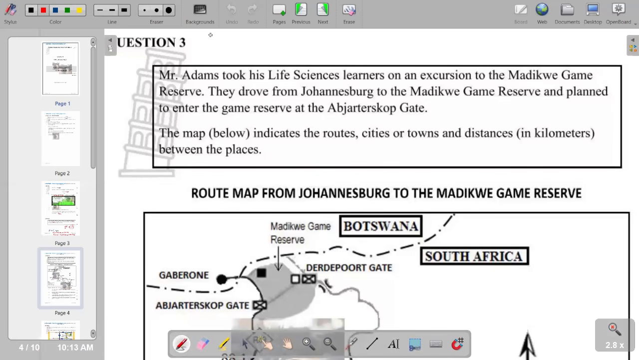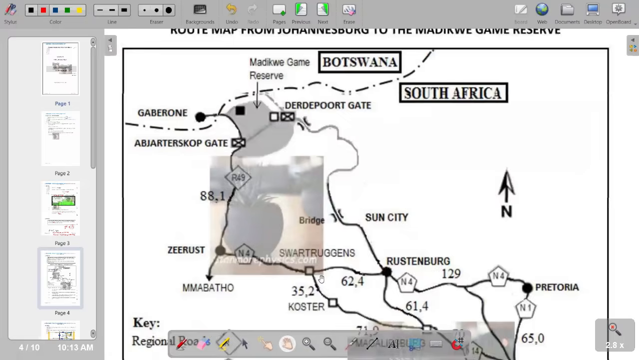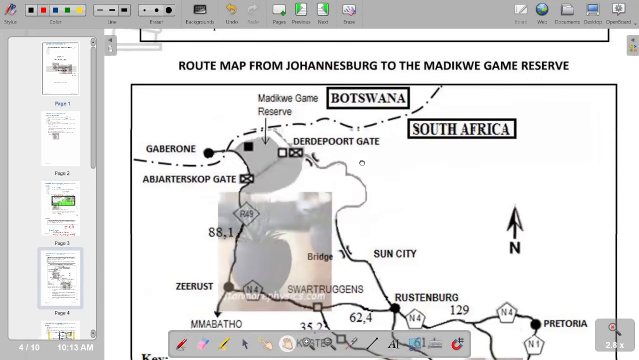So question 3 reads, Mr. Adams took his life sciences learners on an excursion to the Madikwe game reserve and they drove from Johannesburg to the Madikwe game reserve and planned to enter the game reserve at the Abjatscope gate. The map below indicates the routes, cities or towns and distances in kilometers between the places. So this is the route map from Johannesburg to the Madikwe game reserve that we are given, that you just need to go through.